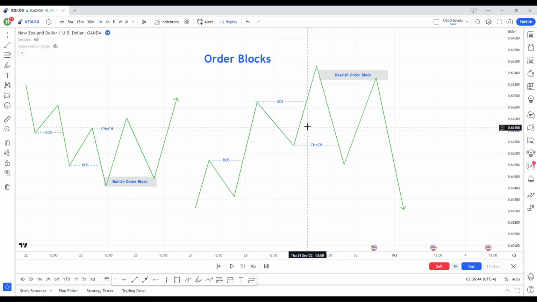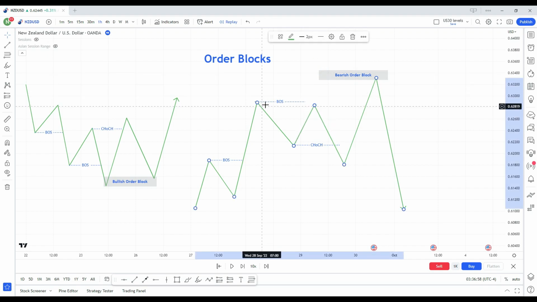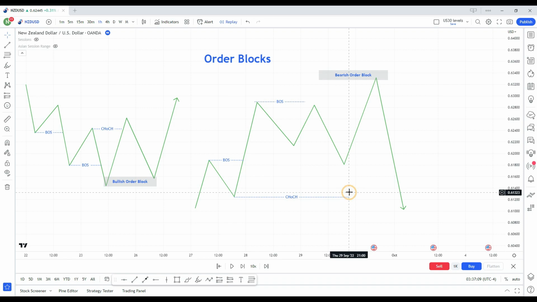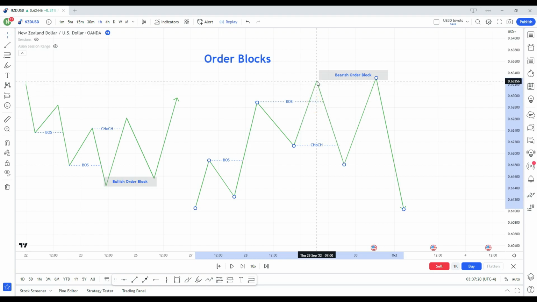So one thing to note is this change of character can only be valid if this high has been broken to the upside. If, for example, this was lower than this high, then this would not be valid. So the change of character would be valid if it breaks this. This becomes the stronger higher low. So always make sure you confirm that the only change of character that is valid should be above this high, so that it should be a break of structure to the upside and then it breaks this low.